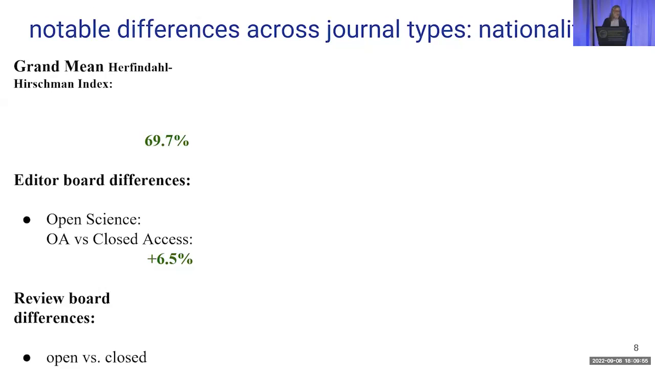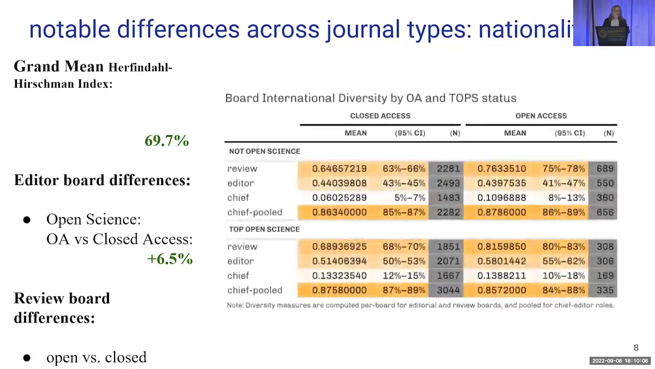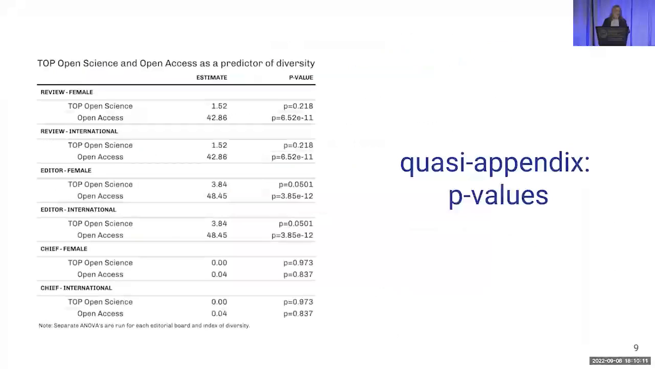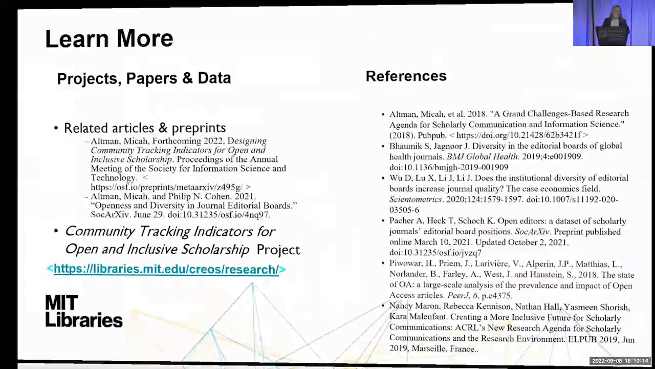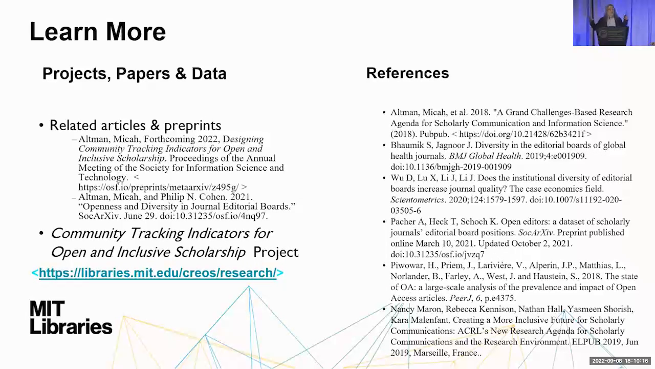The slide's a bit cut off on this presentation, but for nationality, you can see that there are differences in the open science editorial board and in review boards and peer reviewers. And so, yeah, we have p-values. But as you can see, with a sample this large, if you can see a difference, it's there. The full paper is up on SocArXiv, and you can read more about this and the project to collect this data and to issue indicators over time at the website.